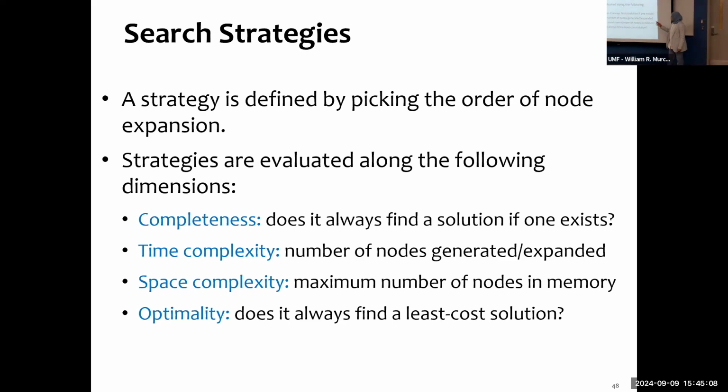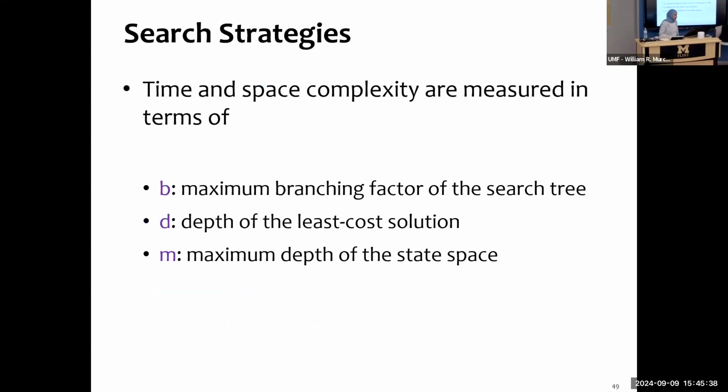Or we need also to check the time complexity. The time complexity is the number of nodes generated or expanded. And the space complexity, which is the maximum number of nodes in memory, and the optimality, which is to answer the question, does it always find a least cost solution? Means, is it the best, least expensive solution, or it's just a solution and we can find a better one? Okay, so keep this in mind.